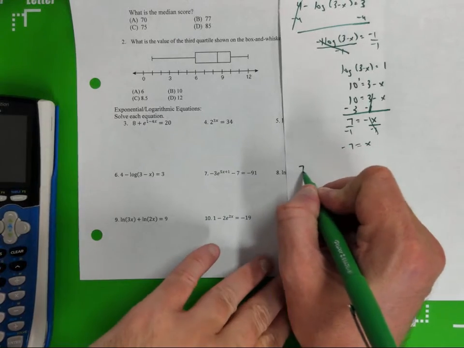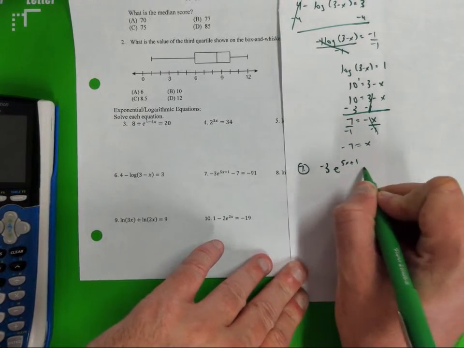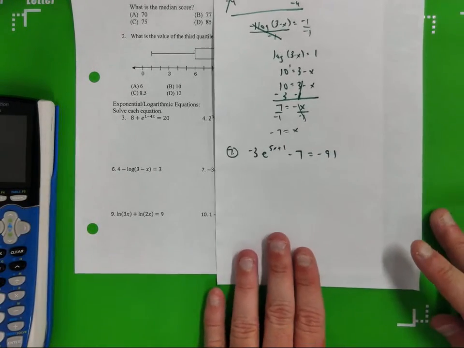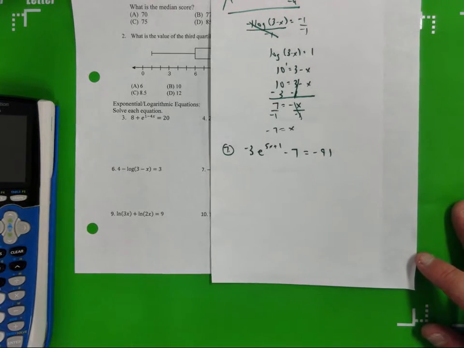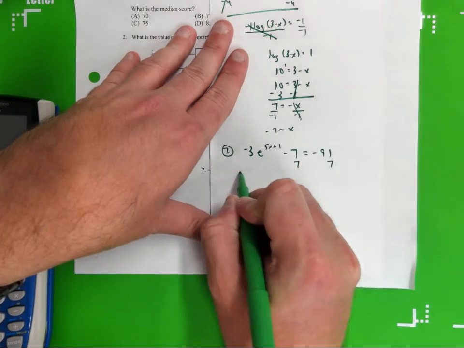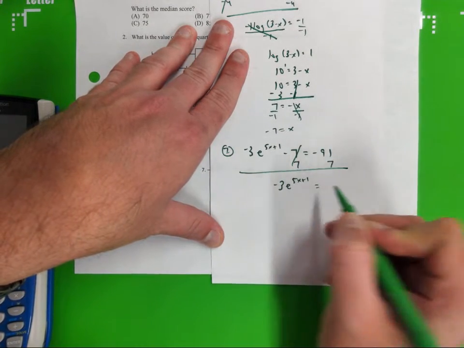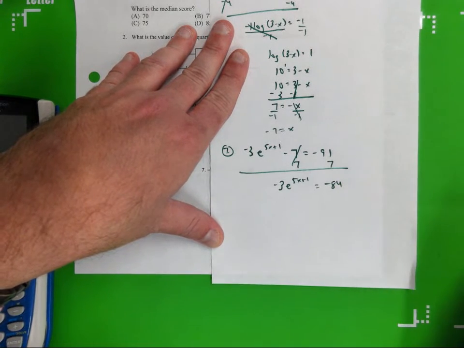Number 7. Negative 3 e to the 5x plus 1, minus 7 equals negative 91. Okay. Caroline, what's the first thing you would do there, hon? You would add 7. Very good. I would add 7. So I got negative 3e to the 5x plus 1 equals negative 84.